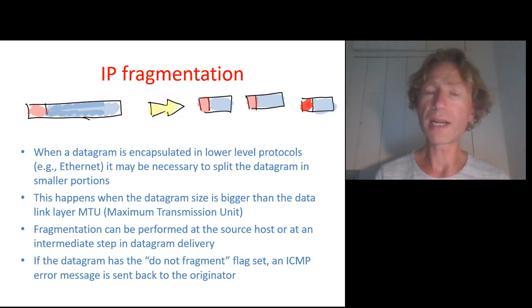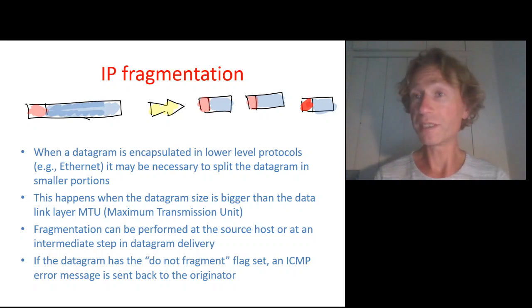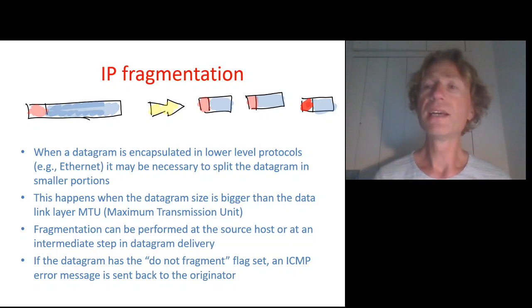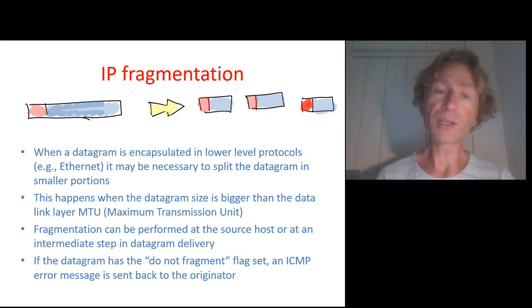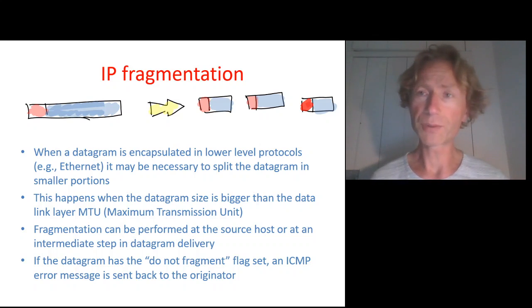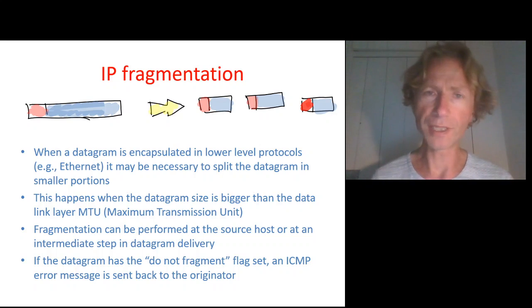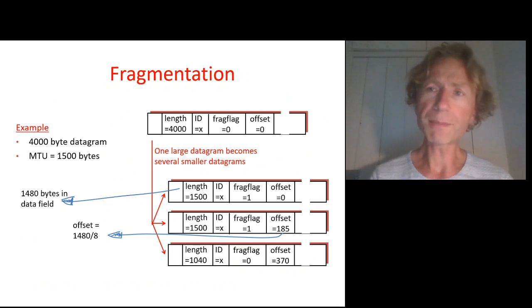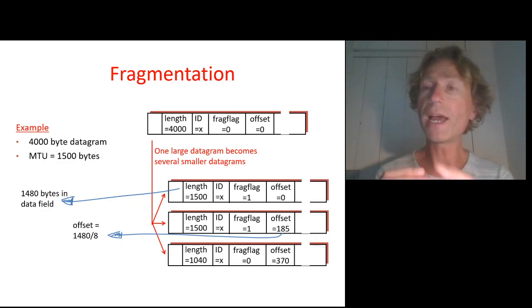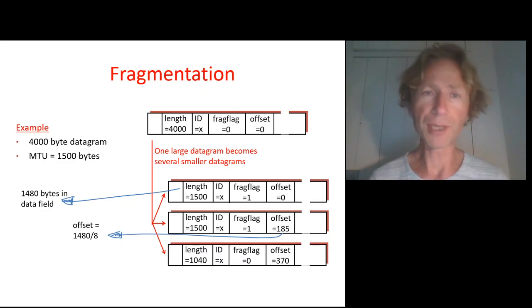If the datagram has the do not fragment flag, the DF flag, set, then whenever a fragmentation is needed, an ICMP error message will be sent back to the originator. Now, we've seen all of this in the previous video. Now let's have a look at what this means in detail. Fragmentation uses a number of fields in the IP header. And one of them we've already seen, the IP identifier, the IP ID. All the fragments of an original IP datagram will have the same IP identifier.